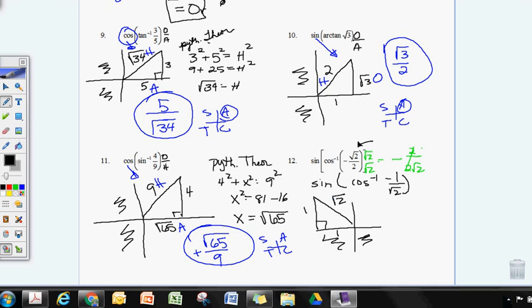Now that I have that triangle built, it asks me to take the sine of it. Sine stands for opposite over hypotenuse, 1 over root 2. I'm also thinking a super trig class. It's positive, and that's my answer.